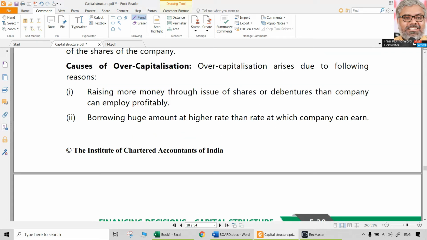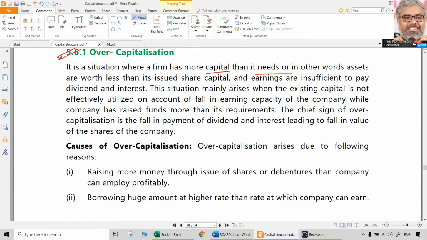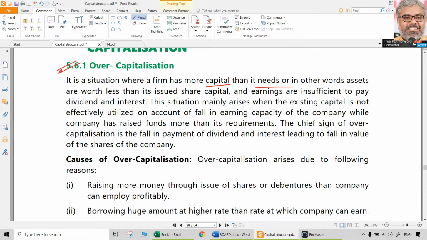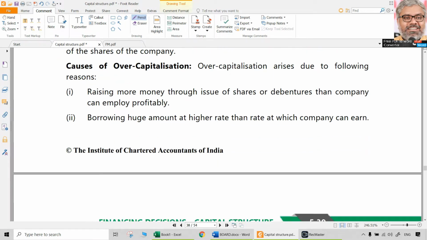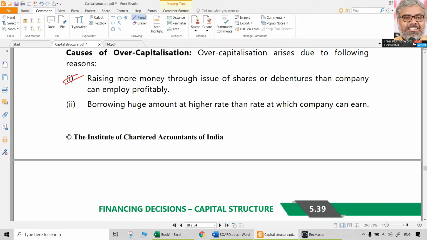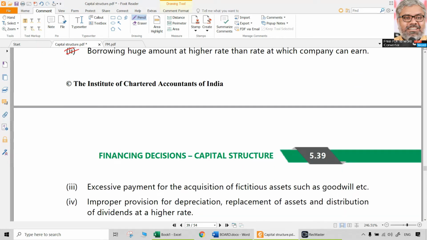So overcapitalization arises due to the following reasons. So the question can be, what are the causes and symptoms of overcapitalization? Causes can be: 1, raising more money through issue of shares and debentures than they require or than they can employ profitably. Second thing, borrowing huge amount at a very higher rate than what the company can earn.